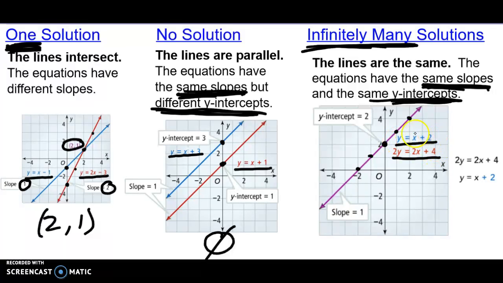So because I have taken my blue equation and multiplied each term by 2, these equations are going to graph the exact same line. If I wanted to change this red equation into slope-intercept form, I would divide each term by 2. And that would give me y equals x plus 2, which is the same equation I started with. So those equations will have infinitely many solutions because every single point on that line is a solution of this system.